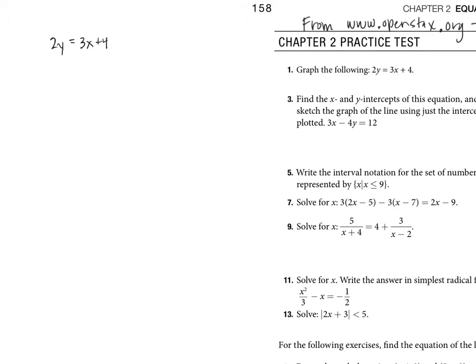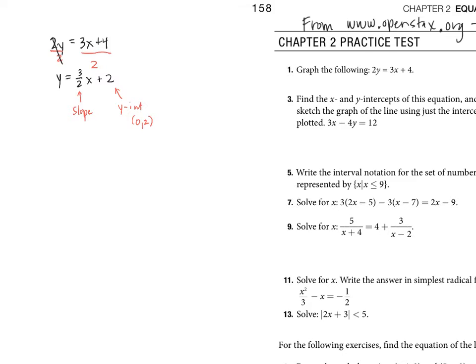So what we want to do is get the y by itself. There are multiple ways to graph this, but this is how I graph. I like to get the y by itself and get it in y equals mx plus b form, or slope-intercept form. So we get y equals 3/2 x plus 2. Now you have it in this form. You know that the number in front of the x is the slope, and the number by itself, the constant, is the y value of the y-intercept. So the y-intercept is (0, 2).